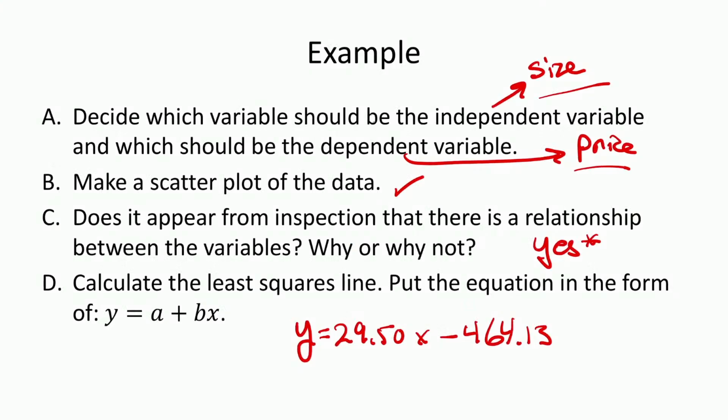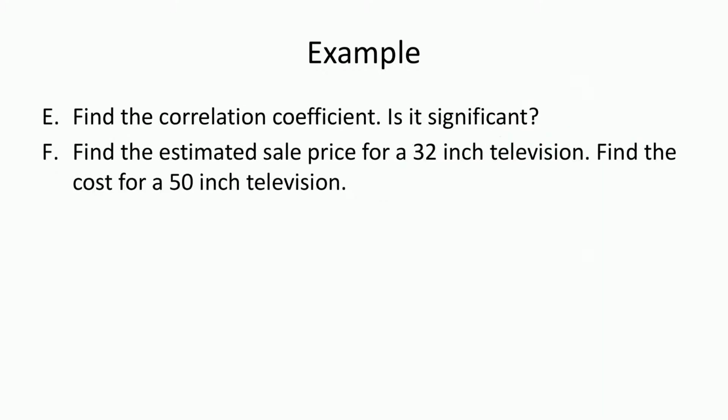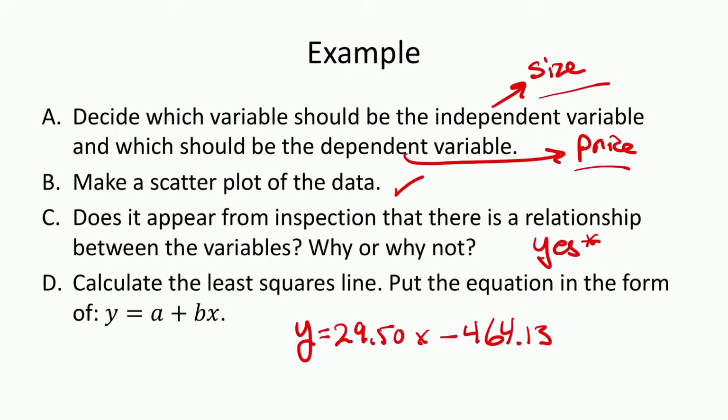Beautiful. And so let's actually use this to make some predictions. We'll deal with the letter E in a minute. But let's predict the sale price for a 32-inch television. To do this, you're just going to take that regression line and actually plug in the number 32. I'll leave this up here so that we can do this.